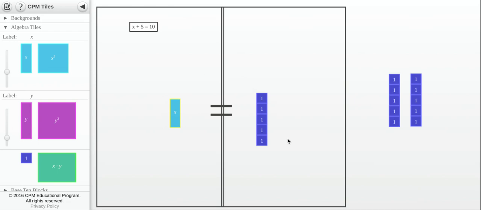And I can actually check it. So if I were to take the 5 and add it to 5, 5 plus 5 is equal to 10.